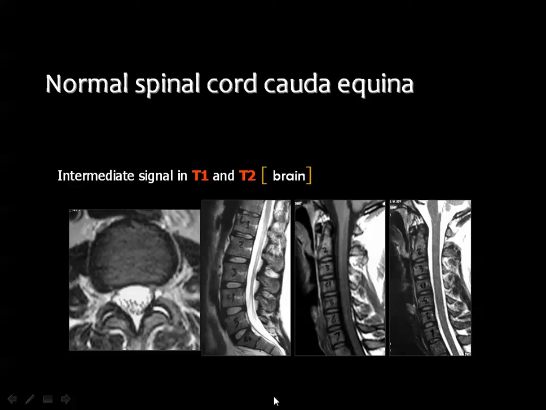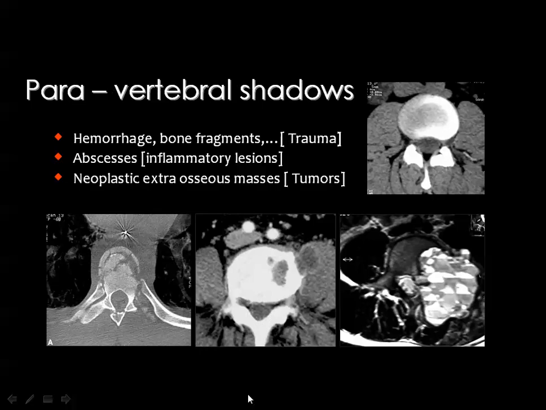Finally, you should evaluate the spinal cord, and the cord is usually of intermediate signal in the T1 and intermediate signal in the T2 weighted image, just similar to the brain parenchyma. Any abnormalities of the cord should be evaluated in the T2 weighted image, and you should also look at the cauda equina nerve roots, which are better evaluated in the axial image than in the sagittal images.